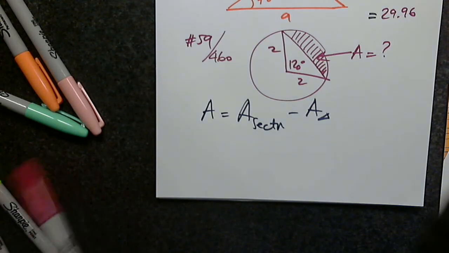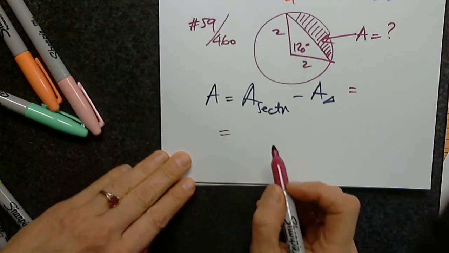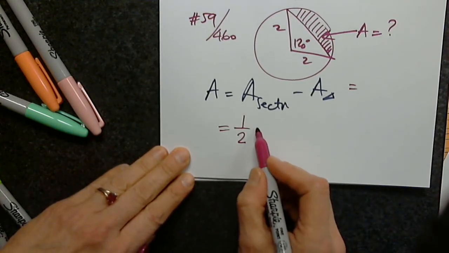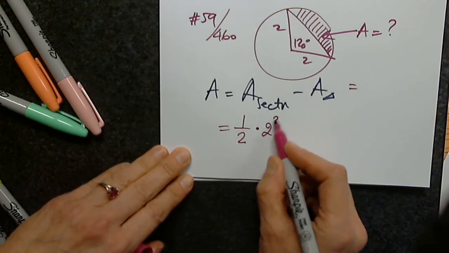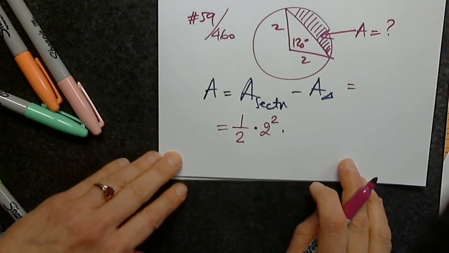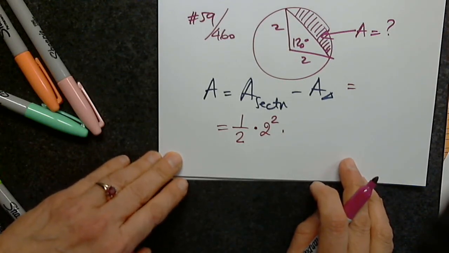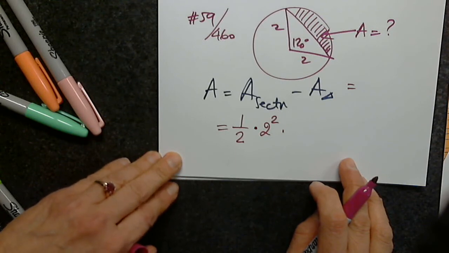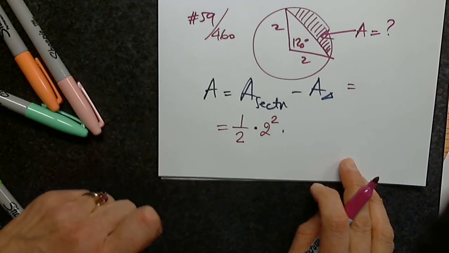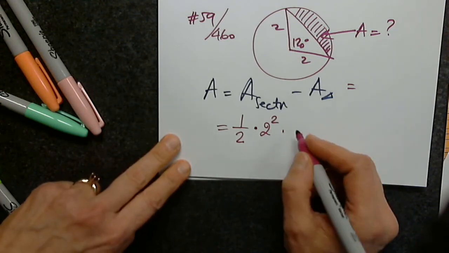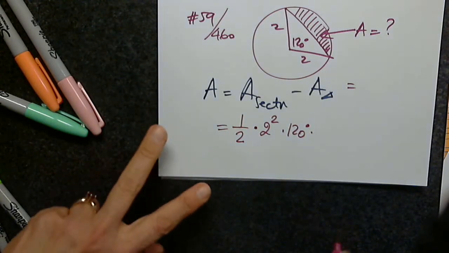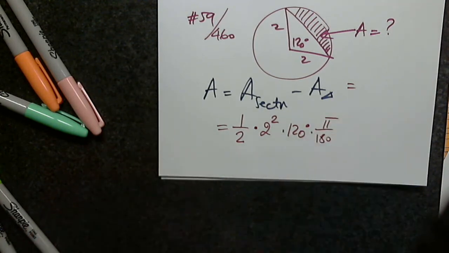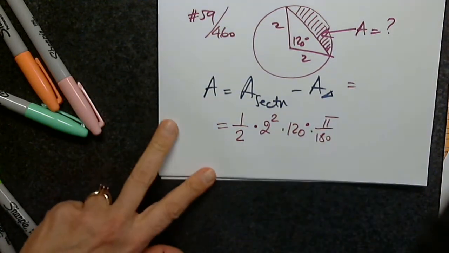Perfect. So the area of the sector, 1/2 times r squared, 2 squared, multiplied by, and I have to be very careful. I cannot plug in 120 in that formula. So I have to change it into radians. So it's 120 multiplied by 1 degree in radians, pi over 180. Very good. 1 degree in radians is pi over 180.